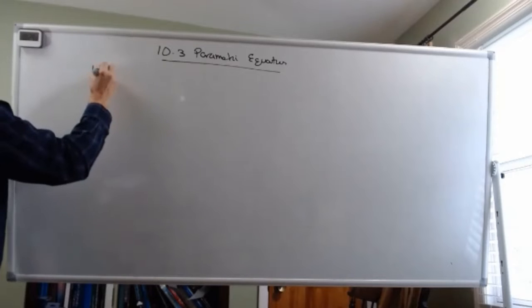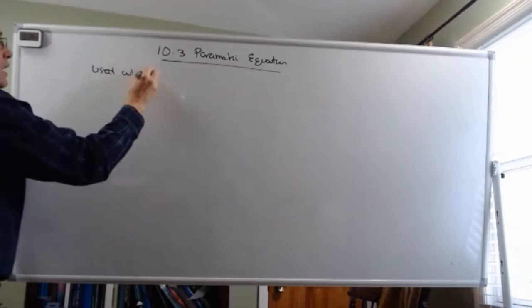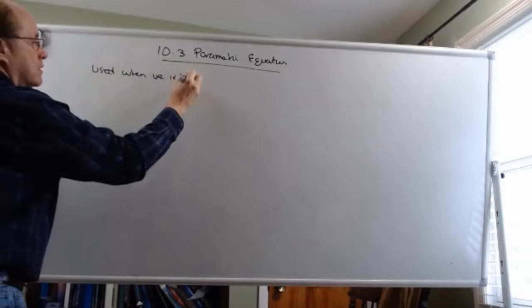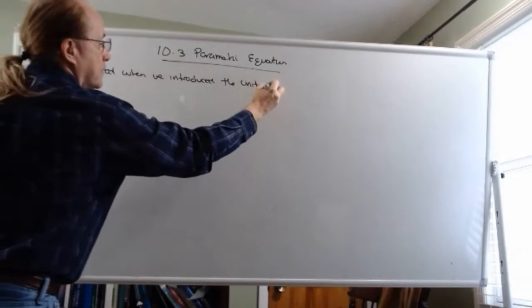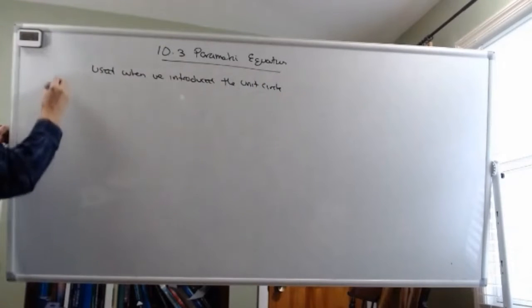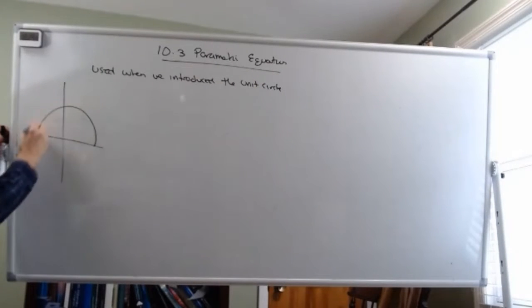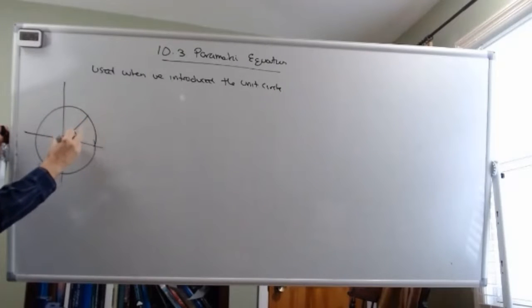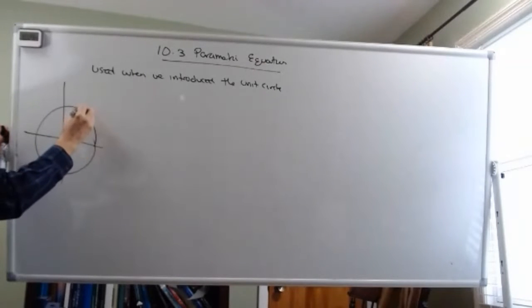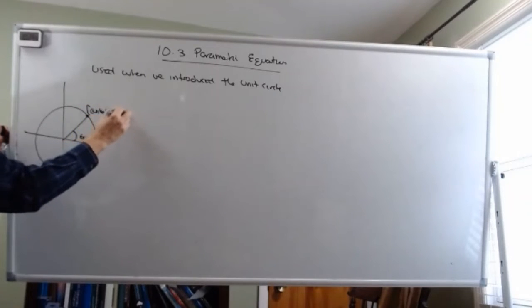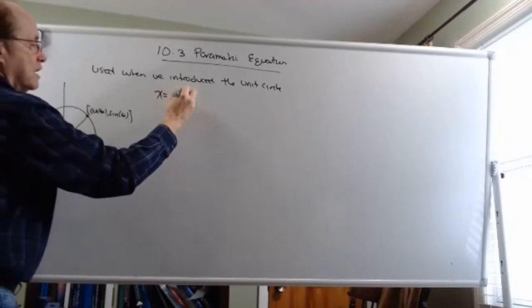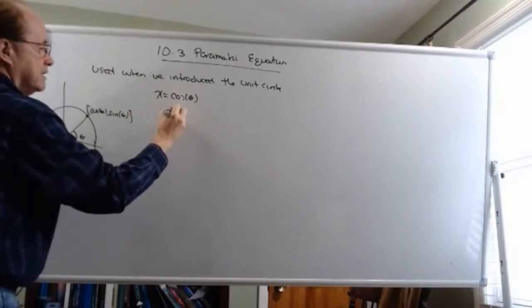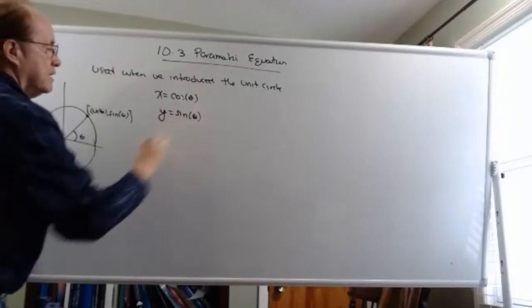This is used when we introduced a unit circle. Because in that, remember, we had over here a little coordinate point, and over here is my angle theta. And that coordinate point was my cosine theta, sine theta. Or we said x is equal to the cosine of theta, and y is equal to the sine of theta.